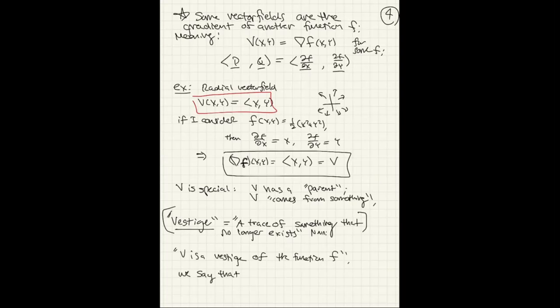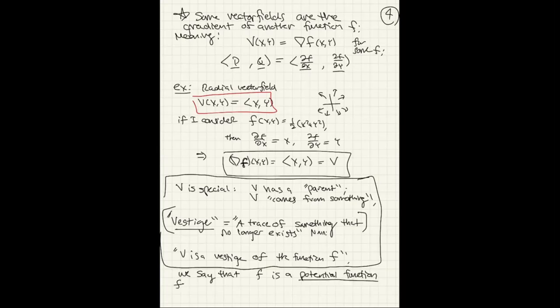So none of this was math language. But I'll say what it is in math language and how you'll see it in real life now. We say that f is a potential function for v. I think of potential as P standing for parent. So in this radial vector field right here, I'll arrow it in purple, this V has a parent.